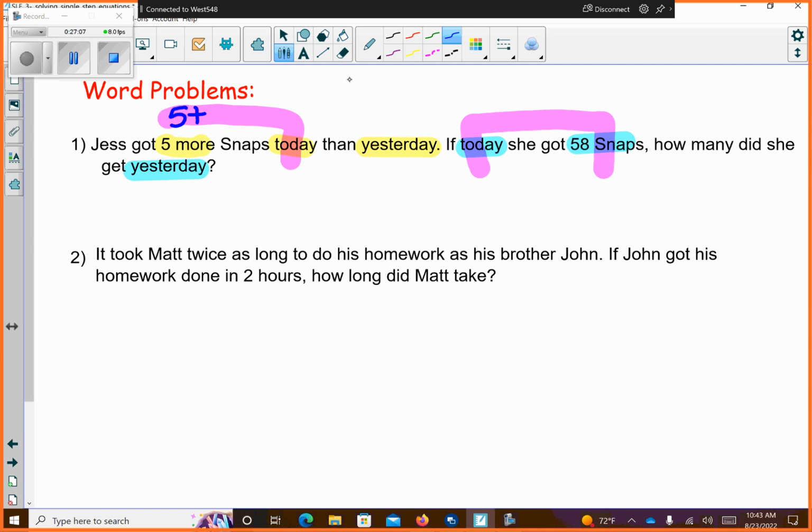So let's think about this. Jess got 5 more snaps today. And today happened to be 58 snaps. Let me just stop there for a minute. So X is going to represent snaps.